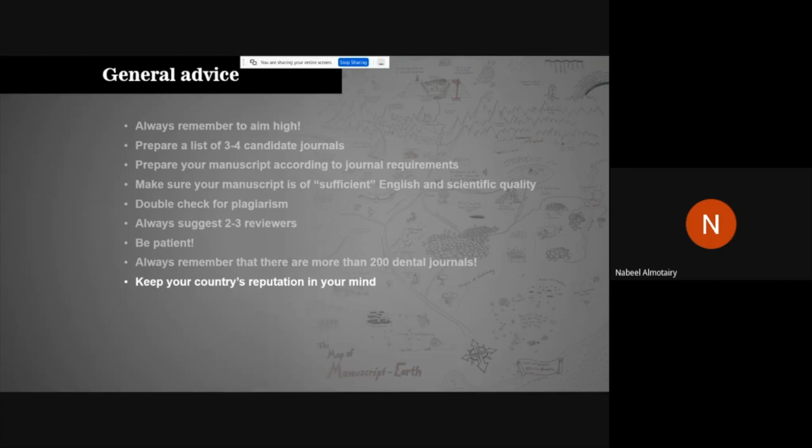And finally, keep your country's reputation in your mind, because it's not only your paper that you published. You are a reflection of the country. So if you are from Saudi Arabia and you publish in fake journals, this will affect the reputation. I think this is happening now in India. In India now, I think they have a lot of fake journals, and most authors are not aware of that, and they publish in those journals. And this affected the reputation of the country. So be careful about that.